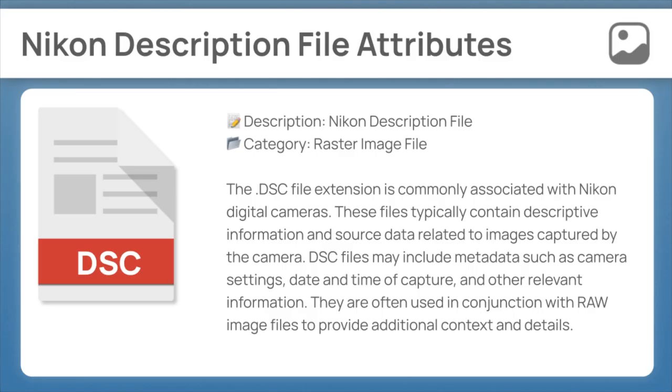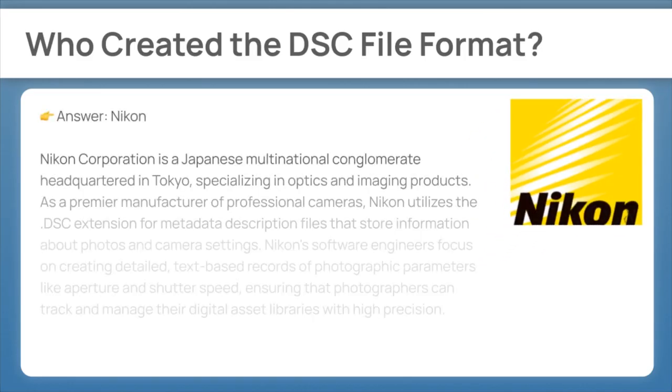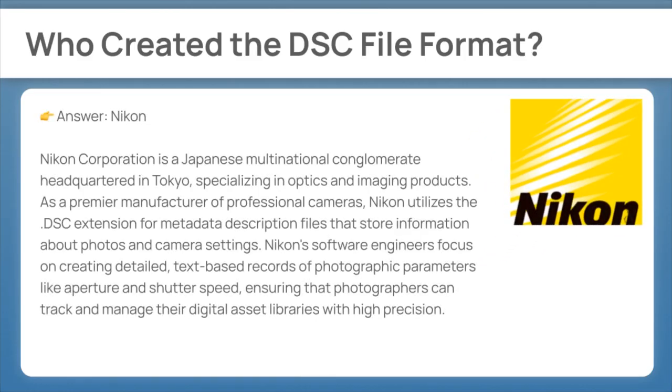They are often used in conjunction with raw image files to provide additional context and details. DSC files generally employ a text-based or binary format for storing metadata. The specific structure of DSC files can vary depending on the Nikon camera model and firmware version. The files may contain tags or fields that correspond to different camera settings and image characteristics. Software applications can parse DSC files to extract and display the embedded metadata.